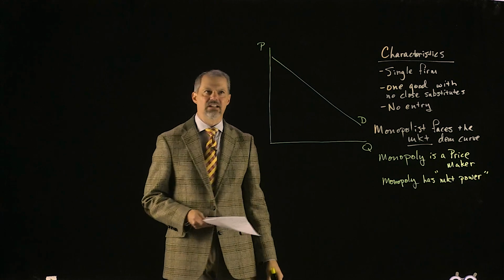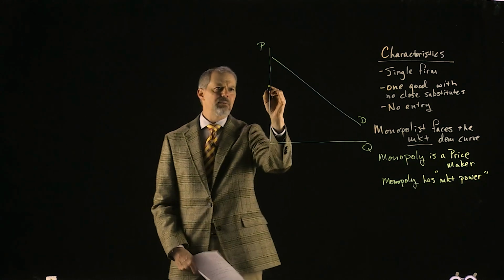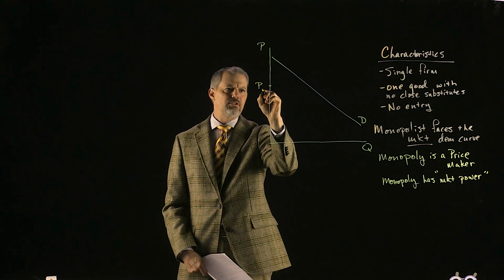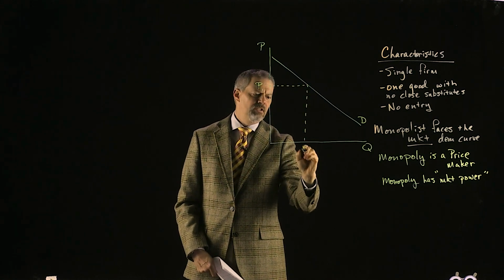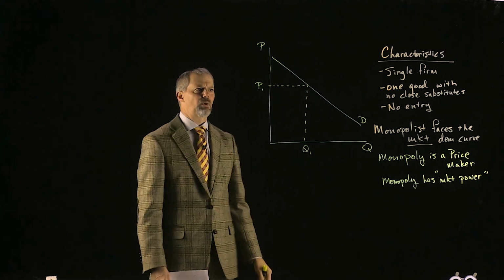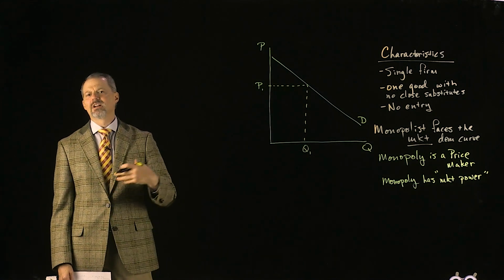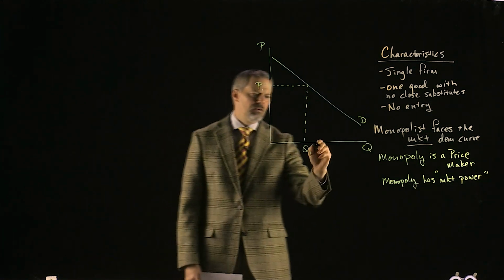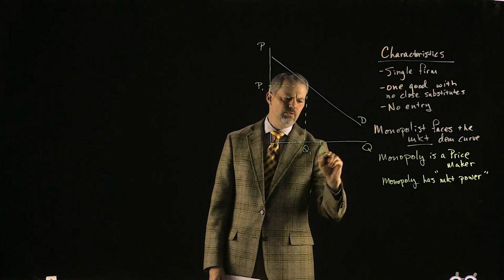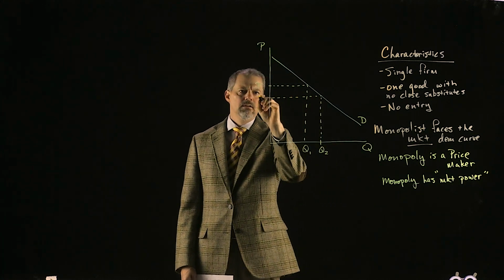So I'm going to draw our demand curve. This is obviously an inverse demand curve because I've got P up here. But let's think about this situation right here where we've got the firm producing Q1. That means the price in the market is going to be P1. If the firm wants to sell more, then if they sell Q2, that means the price is going to fall to P2.